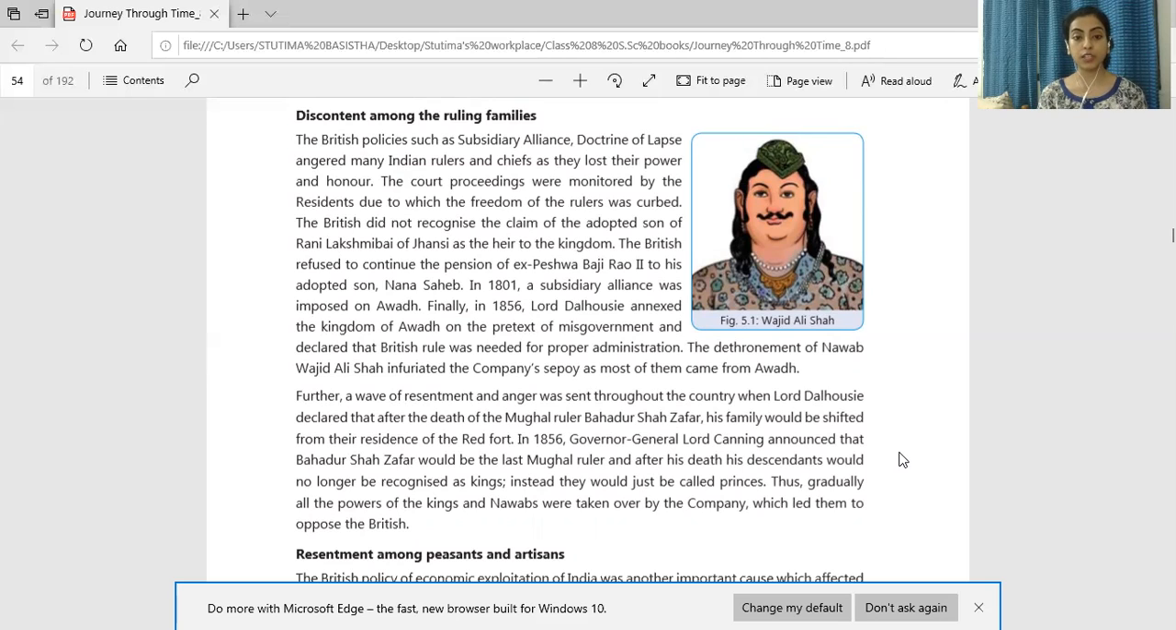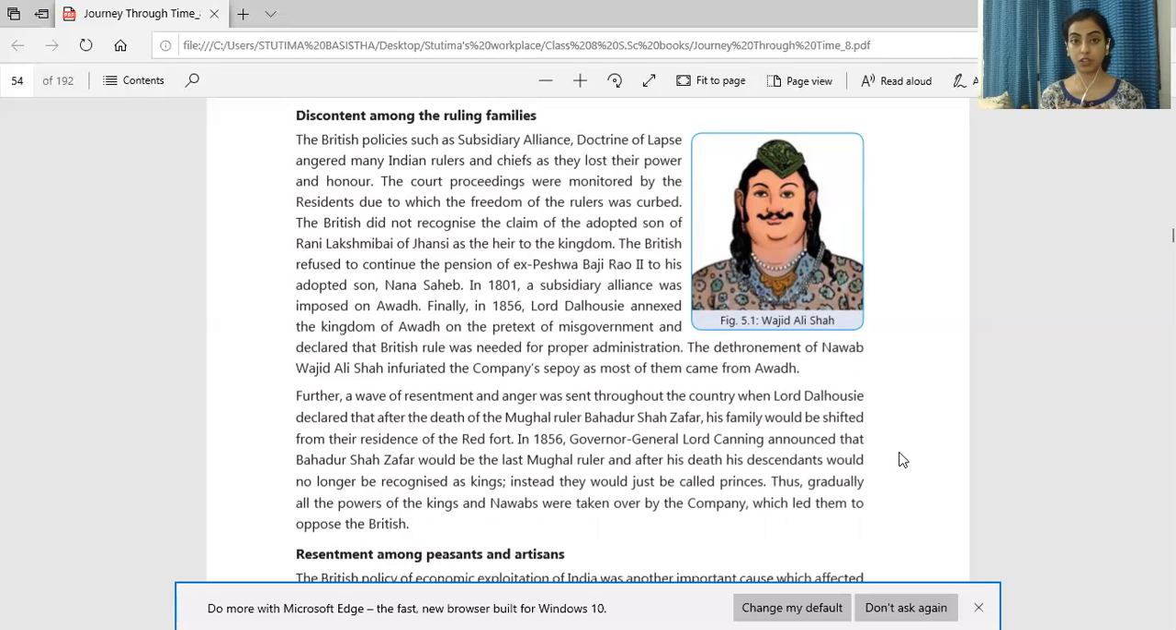So thus, gradually, all the powers of the kings and the Nawabs were taken over by the company, which led to opposition to the British. So we saw that the British took away all the powers from the kings and the Nawabs, because of which it angered all of them and also the common people of India, and all these reasons led to anger among the Indians. So these are the various reasons of discontentment among the ruling families.